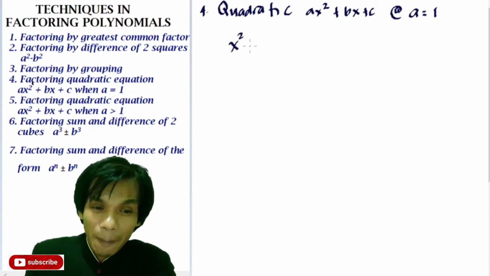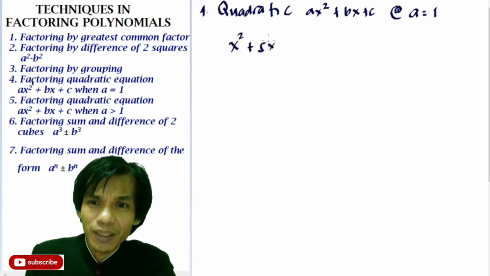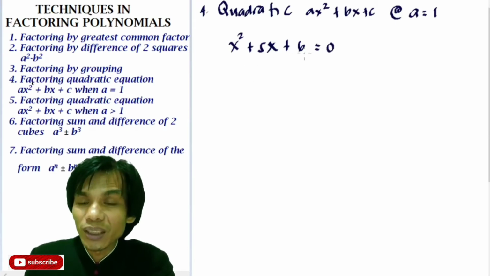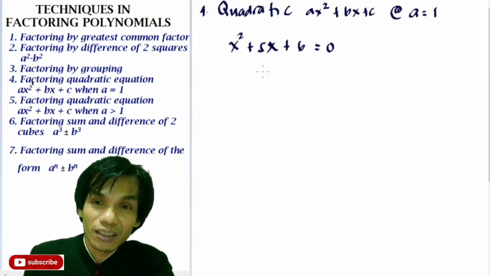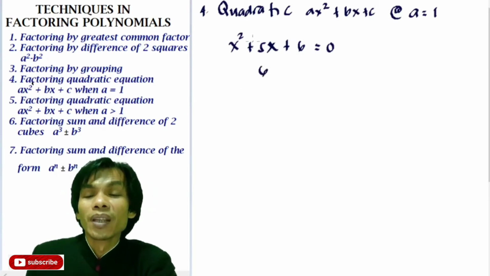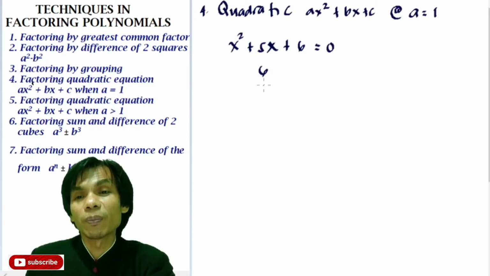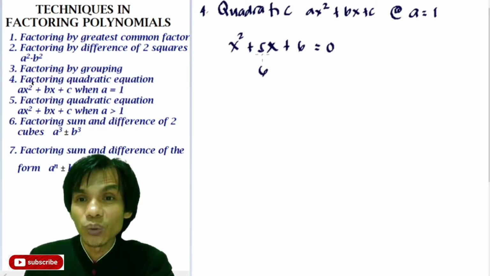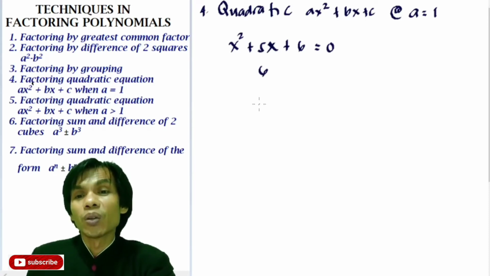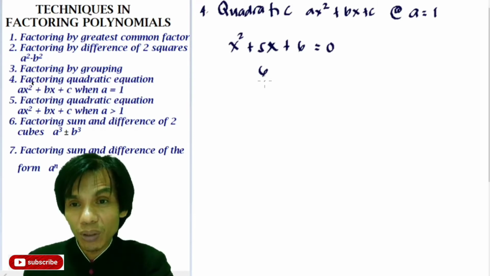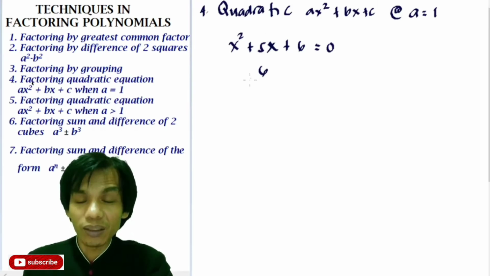x squared plus 5x plus 6 is equal to 0. So, ang gagawin natin dito, kukunin natin yung c. Ano yung c natin dyan? So, we have 6. After that, kukunin natin yung kanyang factor in such a way na yung kanyang factor, pagka pinag-add mo ay equal to yung b, considering all the signs. Ulitin ko. Kukuha ka ng factor such that pag pinag-add mo will be equal to b, itong nasa middle term.